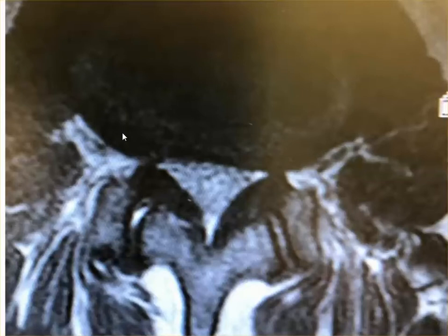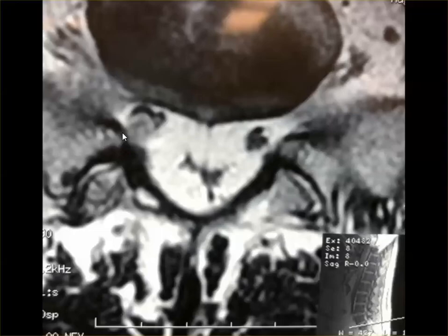And here's another view of the axial cut, a couple millimeters down. And this is L5-S1 pre-op. And this is interesting. He's got a lot of fat in his spinal canal. See that? I'm not sure what that means, but I guess it can compress the nerve roots.